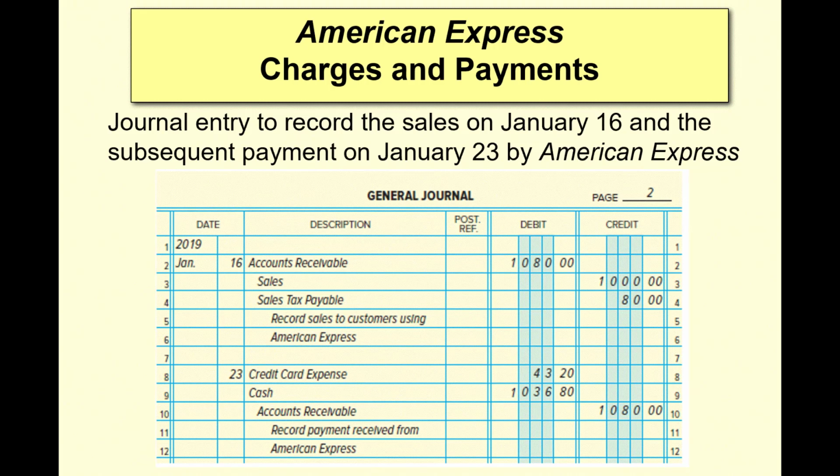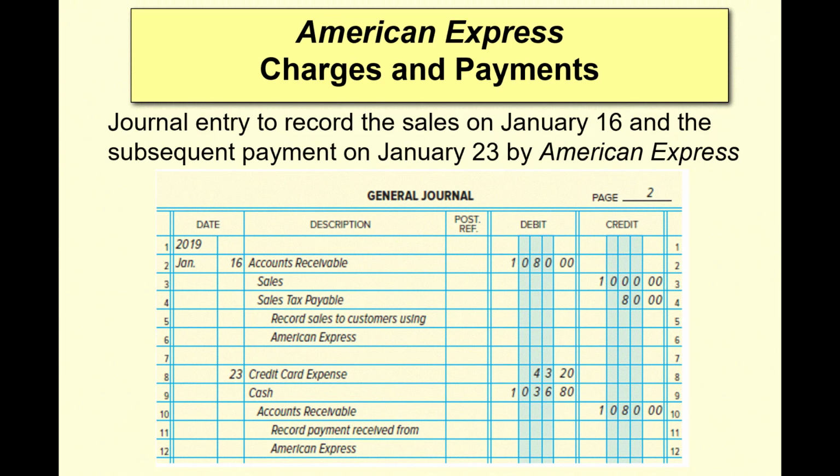Just as in previous transactions, the sales is recognized, the sales tax is recognized, but instead of debiting cash as was done on the bank credit cards, we use accounts receivable. This is because the money won't come in for another week or two. When the funds do come in, accounts receivable is credited for the full amount. The credit card expense is recognized for the percentage that the company collects, and cash is debited for the remainder.